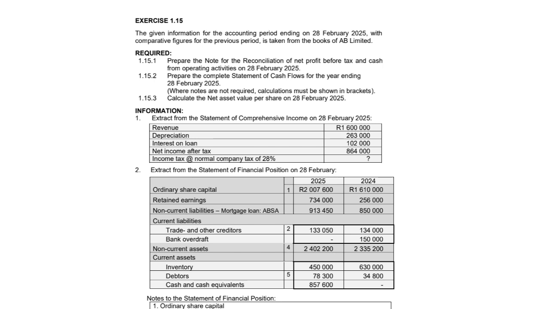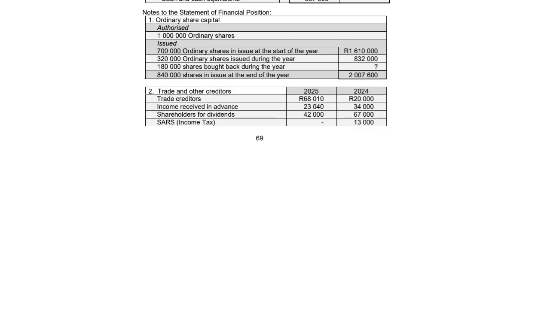Number 2. Extract from the Statement of Financial Position on 28 February for years 2024 and 2025. They give us the ordinary share capital, retained earnings, non-current liabilities, current liabilities of trade and other creditors, bank overdraft, non-current assets, and our current assets of inventory, debtors, and cash equivalents. Notes to the Statement of Financial Position.